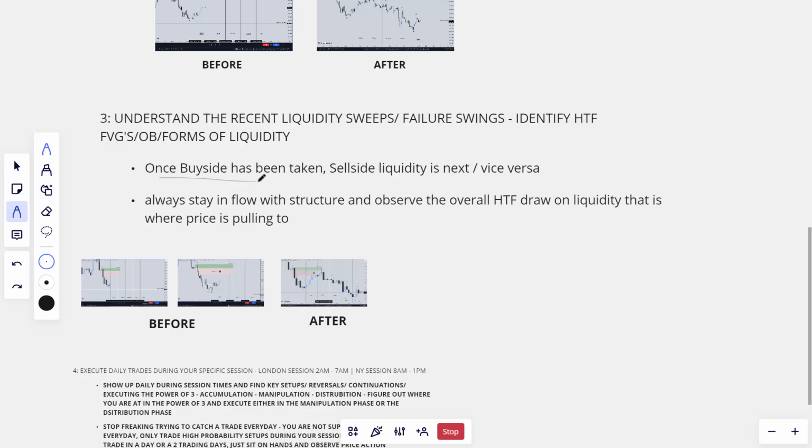So once buy side liquidity has been taken, price will now seek sell side liquidity, right? And that's just vice versa. Once sell side liquidity has been taken, price will now start seeking buy side liquidity. And right here we just state that we always stay in flow with structure and just observe the overall trend and draw on liquidity, that is, where is price pulling towards.